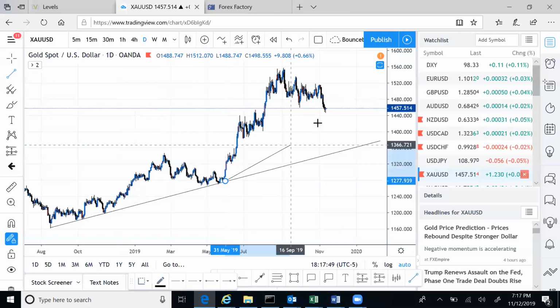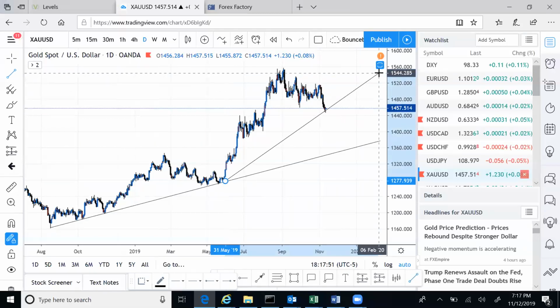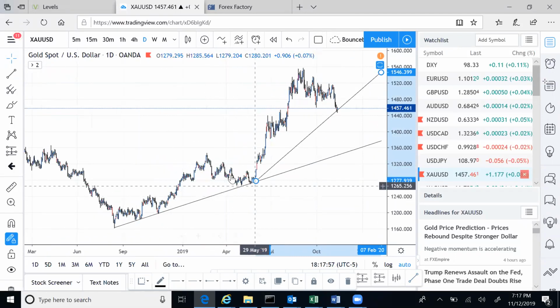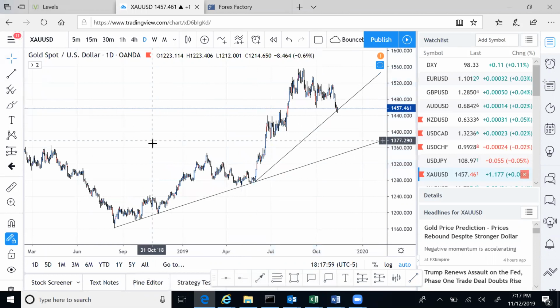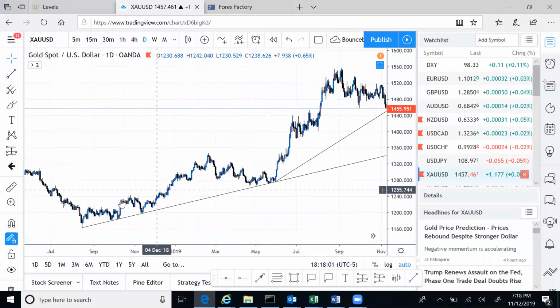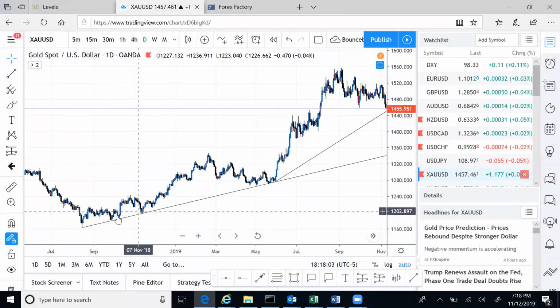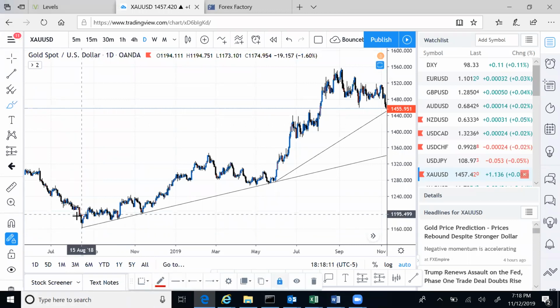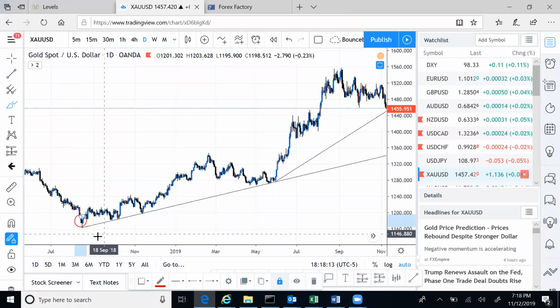And try to meet price. You want to try to meet price. So overall, if you guys notice, let's look at this, and I'm going to simplify this as much as possible. We've been going in an uptrend since the 15th of August, 2018 down here. So from here, we've been going in an uptrend.